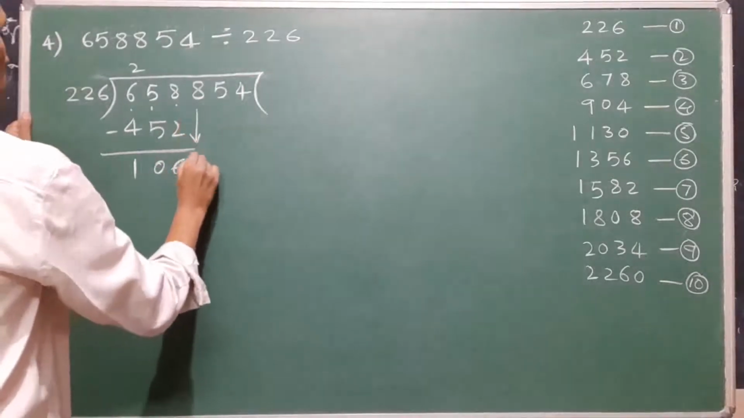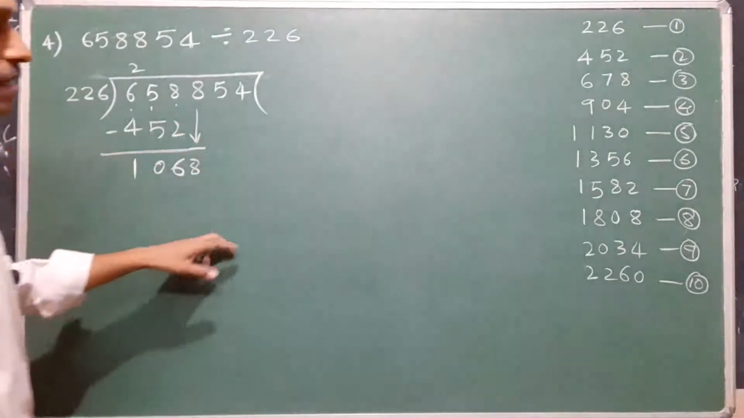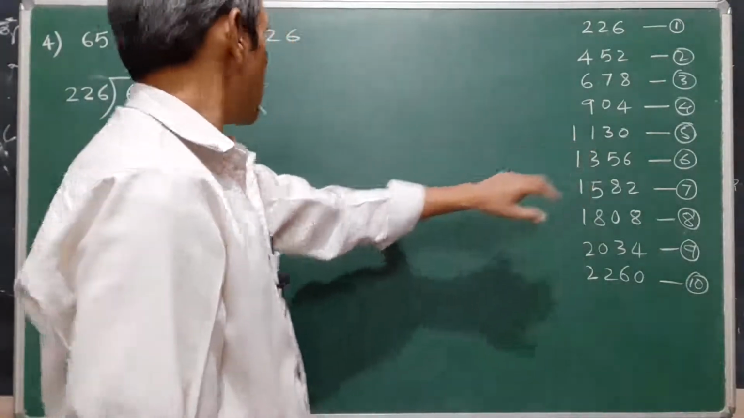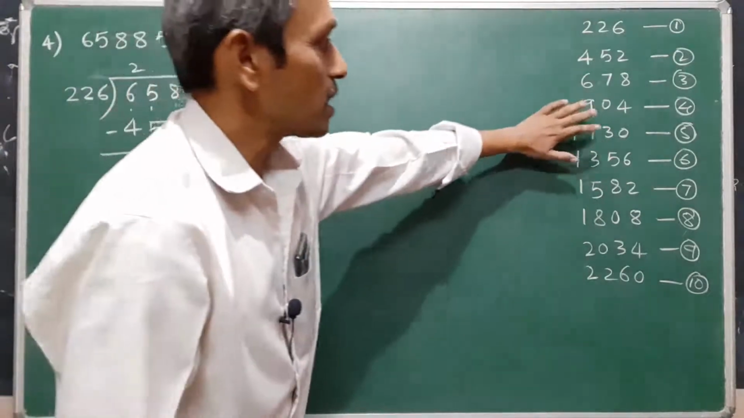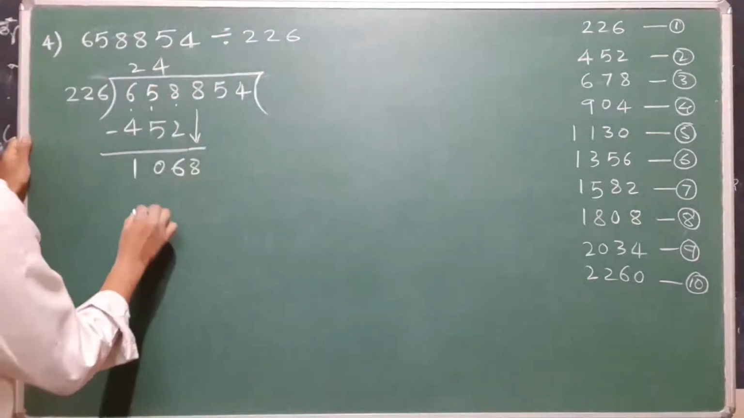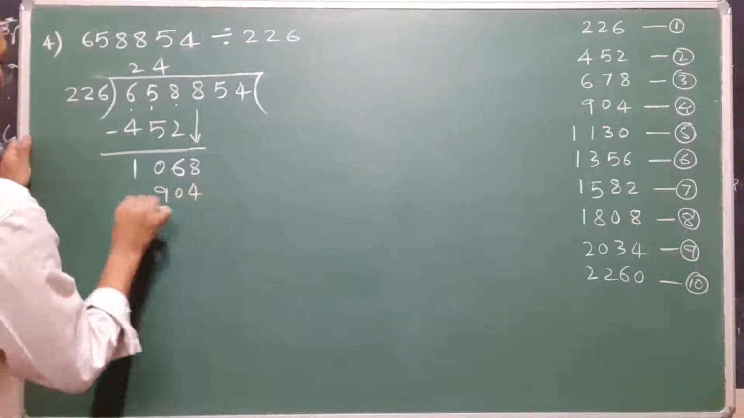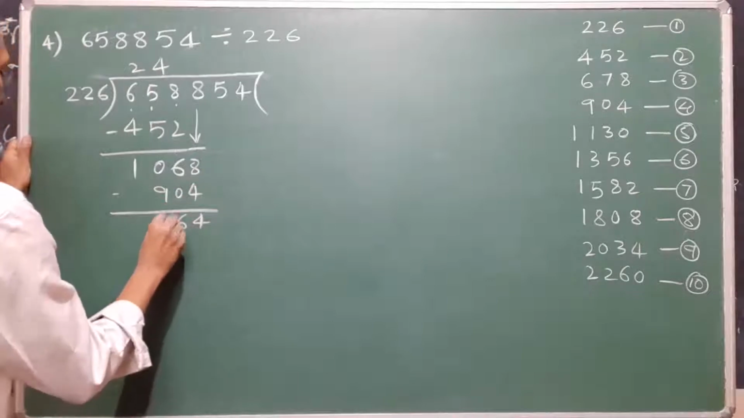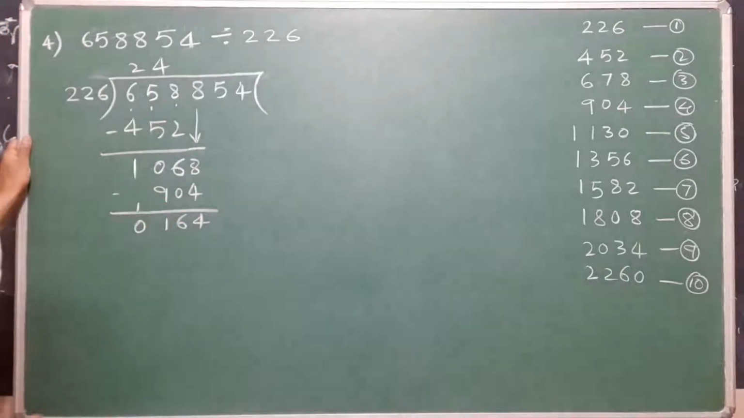Take the next one down and write here 1068. Search for this one. 1130 is there, 1068 is not there. Less than this one is 4 226s, which is 904. This is 4, 6, 1, 0.